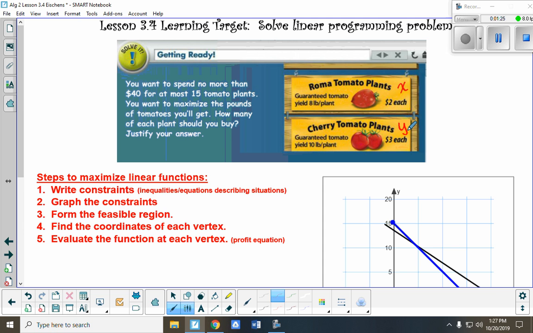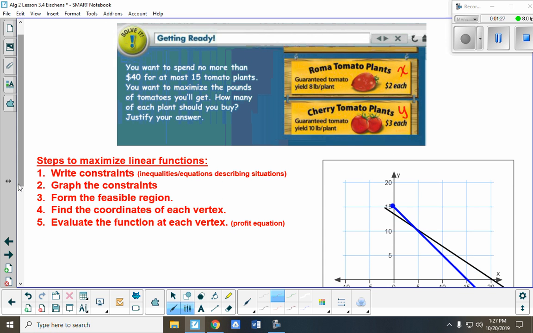And so the first thing we do to maximize a linear function is write constraints or inequalities. And so to decide where we start, we look at what we're given for information. You want to spend no more than $40. So we're going to write an inequality that deals with the amount of money that we're going to be spending. So we know that the Roma tomato plants are $2 each. So 2 times the number of those. And the cherry tomato plants are $3 each. So 3 times the number of those is no more than 40, which means it's less than or equal to 40.